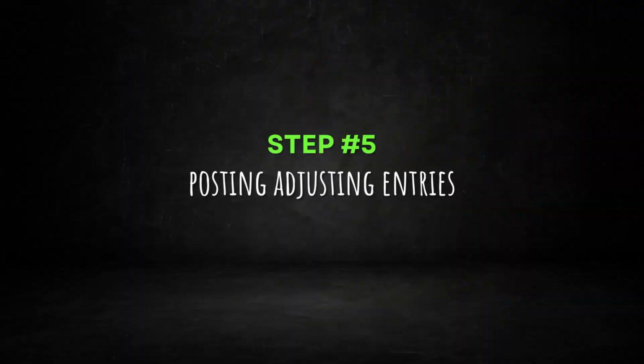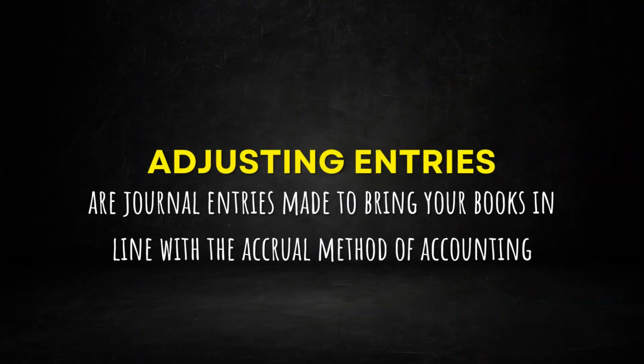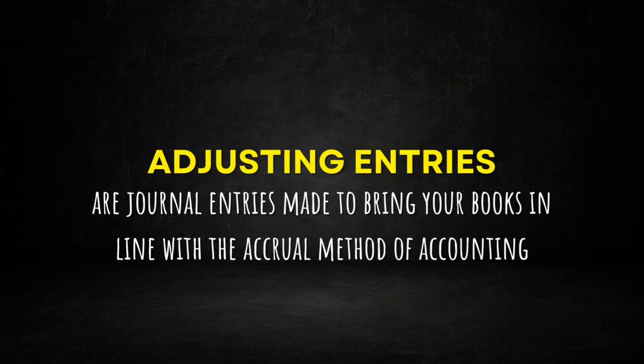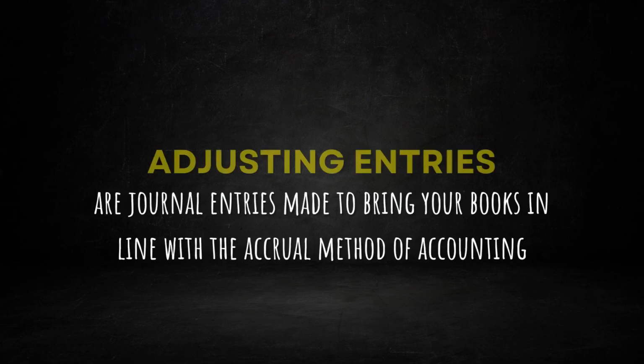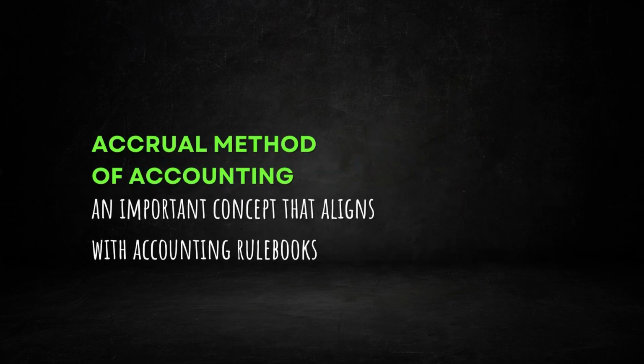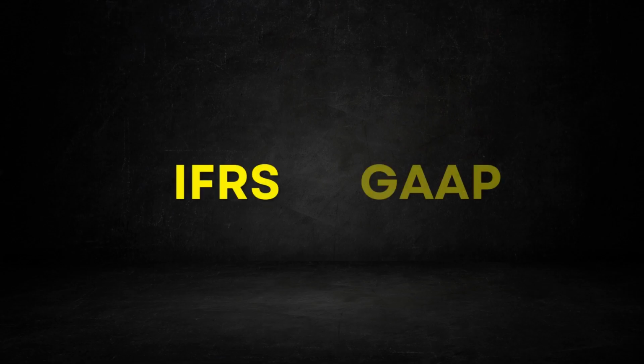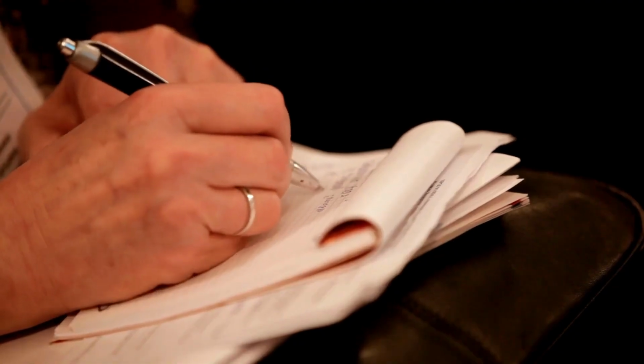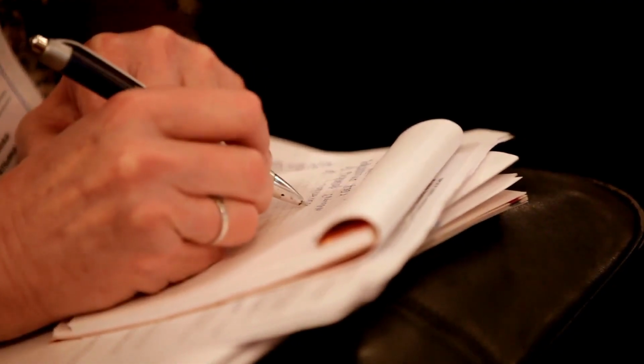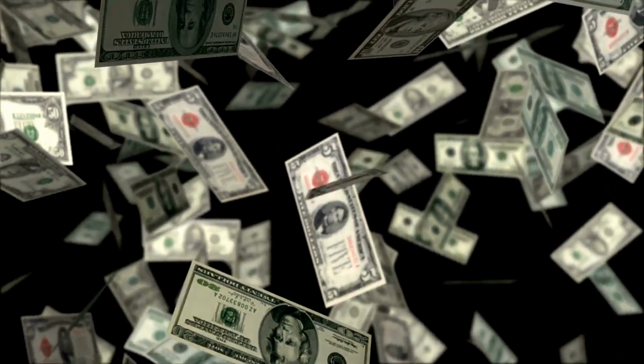Step 5 involves posting adjusting entries. Adjusting entries are journal entries made to bring your books in line with the accrual method of accounting. The accrual method of accounting is an important concept that aligns with accounting rulebooks such as the International Financial Reporting Standards or generally accepted accounting principles. These rulebooks ensure that financial statements provide a true and fair view of a business, which is crucial for lenders and investors. Both IFRS and GAAP emphasize the accrual method of accounting, which means recognizing revenue as it is earned and recording expenses as they are incurred. This method provides a more accurate calculation of profit.